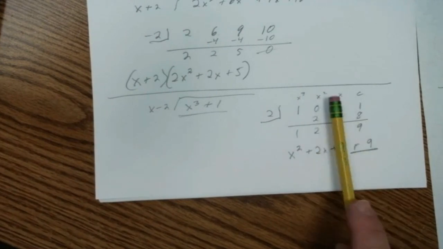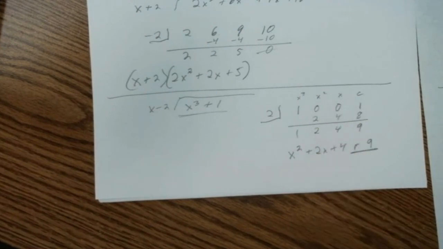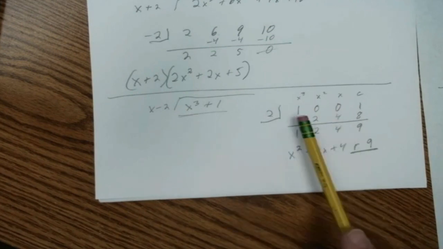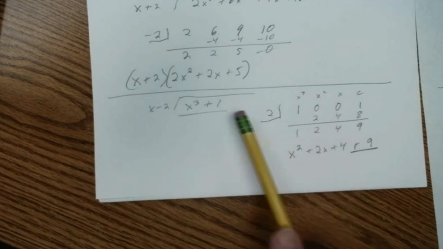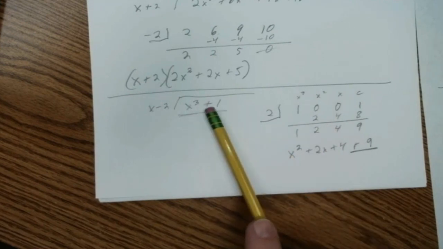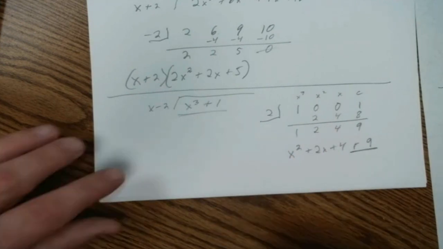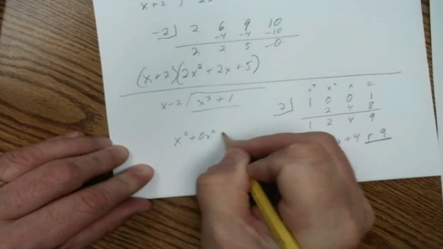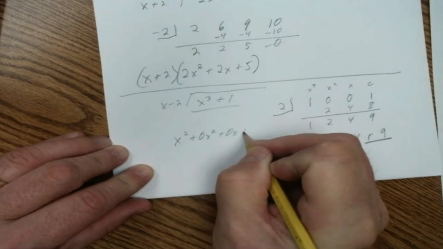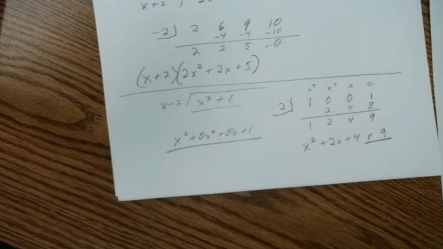We have to add those extra terms in there, even if it doesn't show them here, for synthetic division. You got to have the x to the third, x squared, x, and c. So whatever your largest one is, don't forget all the ones that are in between there, because this is really x to the third plus 0x squared plus 0x plus 1. That's the key. That's what the whole thing is.